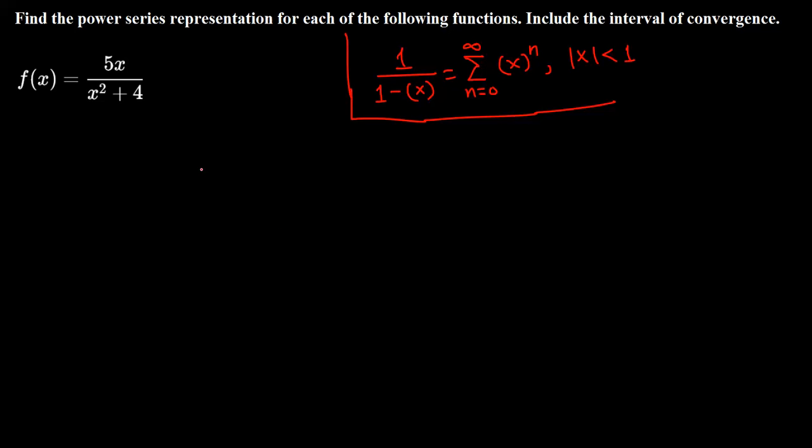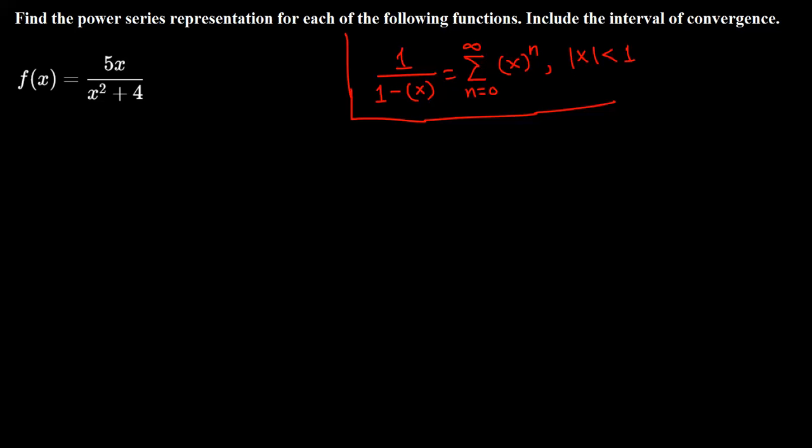Find the power series representation for the following series. Include the interval of convergence. Note that when we have a fraction like 1 over 1 minus x, that is the same as the sum from n equals 0 through infinity of x to the n, and this is valid when the absolute value of x is less than 1. So negative 1 to 1 is the interval of convergence for this power series.